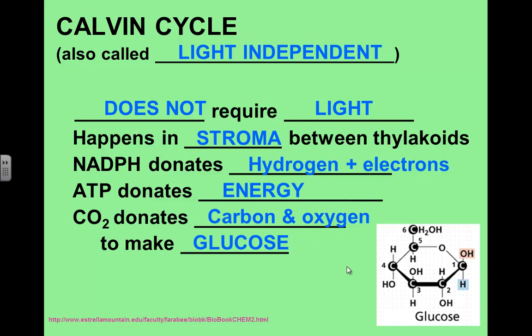NADPH donates hydrogen electrons, and ATP donates the energy that's necessary to get the plant to produce sugars at night. Carbon dioxide is required, and what's interesting about it is both the carbon and oxygen go into the sugar molecule. The oxygen at the beginning in the light-dependent reaction went out into the atmosphere during the daytime. So the oxygen that's in a glucose molecule comes from carbon dioxide but does not come from the water in the light-dependent reaction.